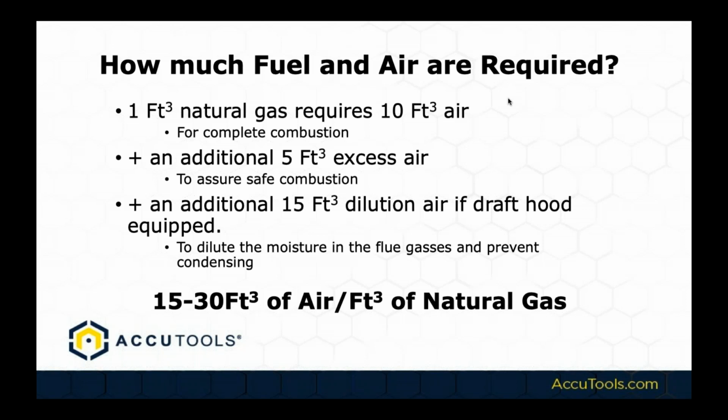So if we don't have that input correct, then what happens is we don't get the maximum efficiency out of the appliance. If you have a dilution air hood or draft hood, you're going to require an additional 15 cubic foot of air per cubic foot of gas. And think about this draft hood for a minute, because it runs year round. It's constantly exhausting air out of the home. So these are what we call standby losses.